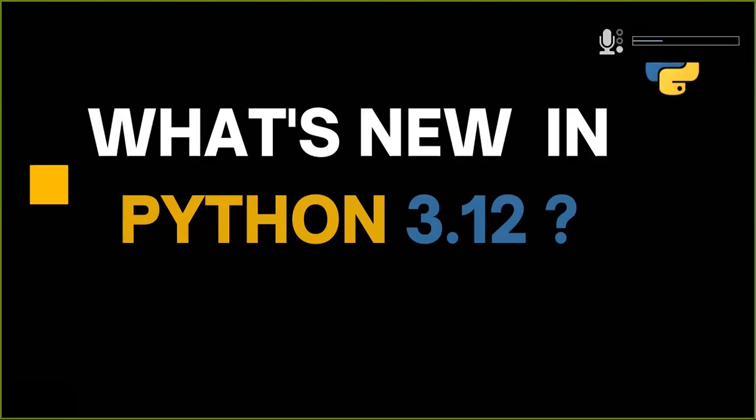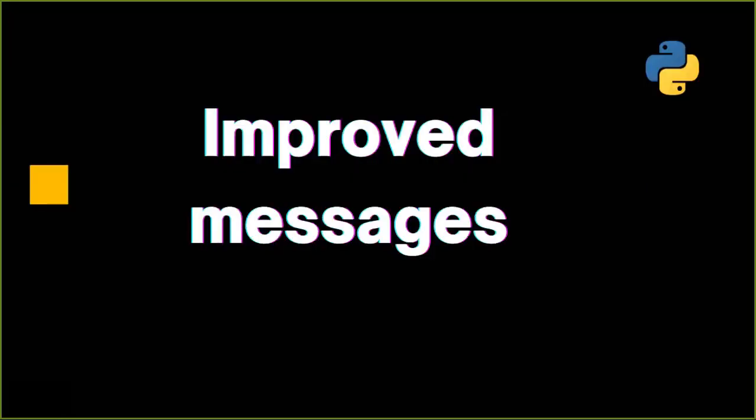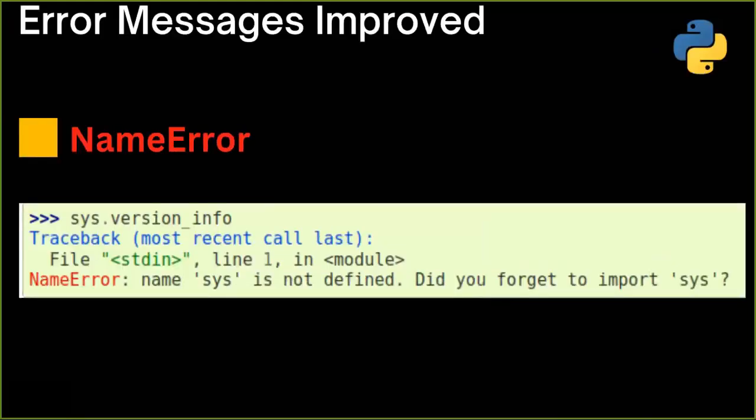In this tutorial, we are going to talk about the new features added in Python 3.12. What's new in Python 3.12 and what are the features added in the new versions of Python? The first thing that we are going to see in the new version of Python is improved messages. What kind of messages are improved? The error messages are improved in Python 3.12, and that error message is the NameError message.